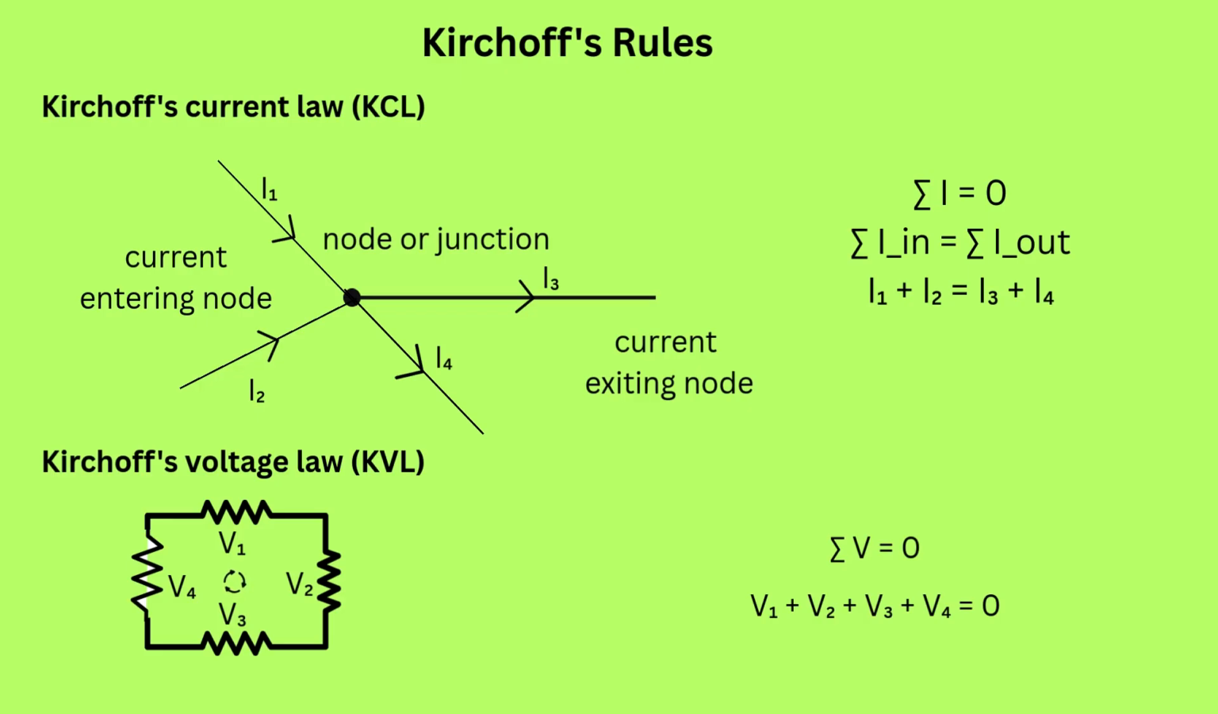When applying KVL, it is important to follow a consistent sign convention. A common convention is to consider a voltage rise as positive and voltage drop as negative.